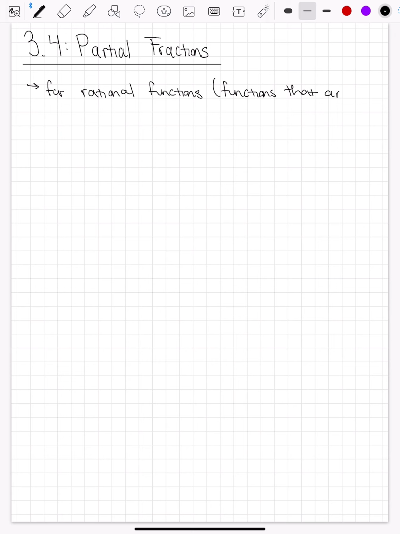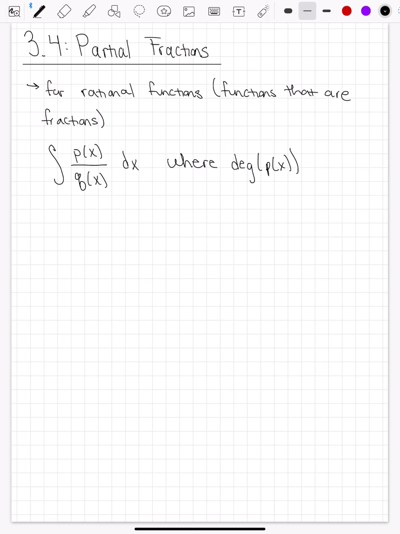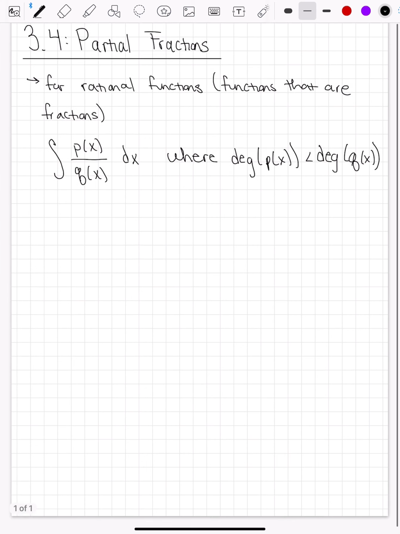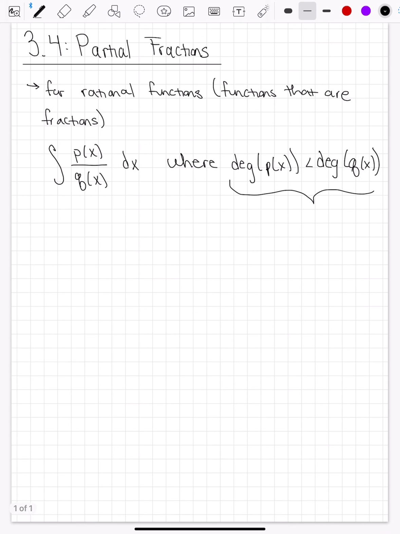So basically we'll be given an integral of the form some p of x over some q of x, where p of x is a function, q of x is some other function, where the degree of p of x, the numerator, is smaller than the degree of the denominator. And this is so that we can simplify our integrand.